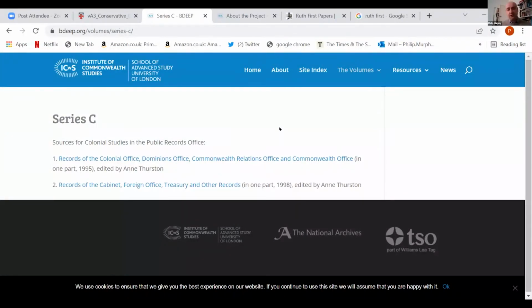What's really interesting, what's really useful in those volumes is not just the material itself, but the introductions, which give you an overview of colonial policy towards those territories by experts in the field. So you can download the PDFs, you can do word searches on the PDFs, which is tremendously helpful often.